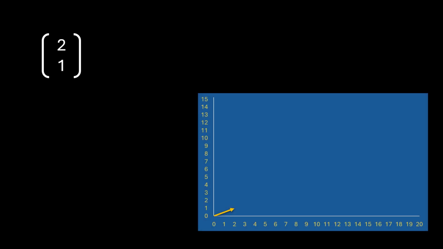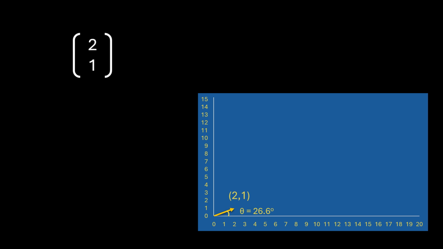Consider this column matrix 2, 1. It has 2 rows and 1 column. This matrix can be considered a vector in 2-dimensional space. This means it has magnitude, which is the length of the vector, and it has direction, which is the angle it makes with the x-axis.